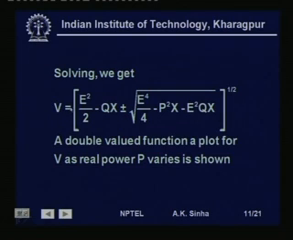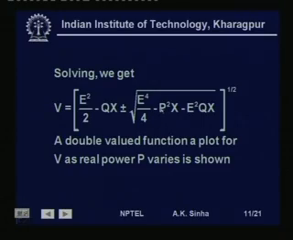From solving this quadratic equation, we can get the relationship for V. If we write that, then we have V square is equal to E square by 2 minus Qx plus minus square root of (E to the power 4 by 4 minus P square x square minus E square Qx), this whole to the power half, that is square root of this whole term, because V square is equal to this term in the bracket. This is a double valued function, that is, because of this plus and minus, we will get two values of V for any value of P and Q.